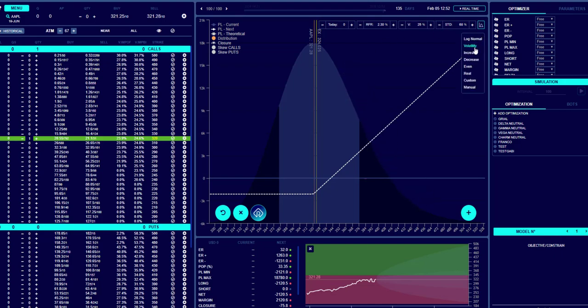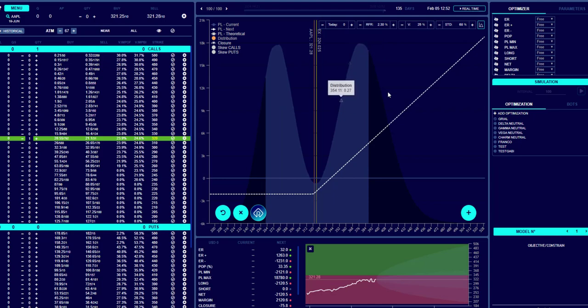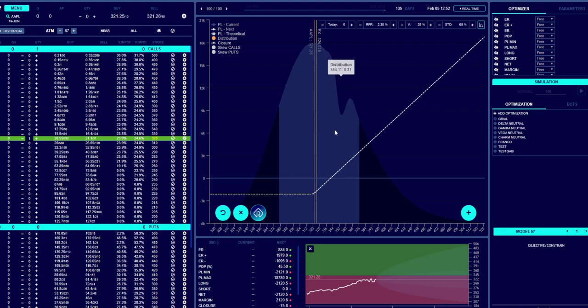Initially it is log normal. But we can select pre-configured ones or customize them at our discretion.